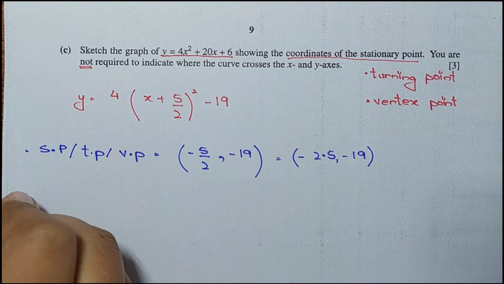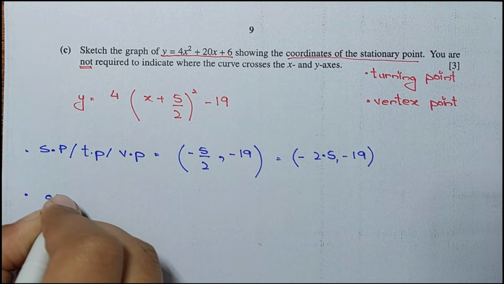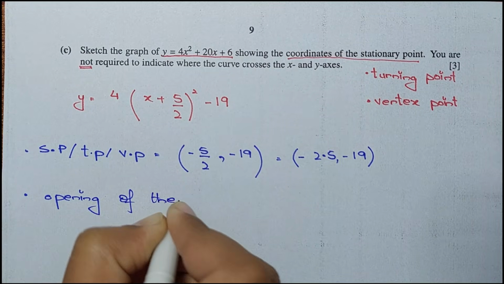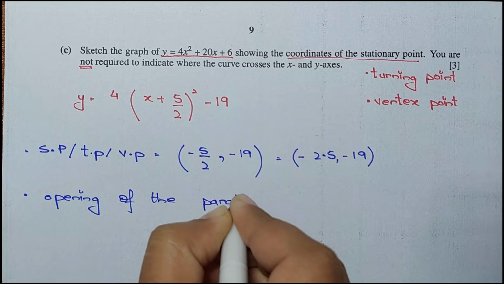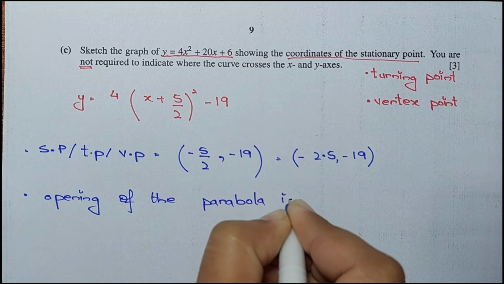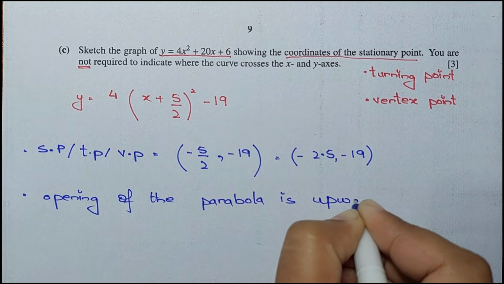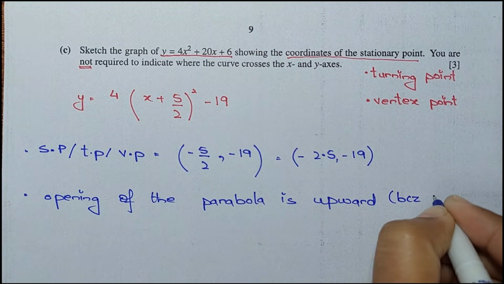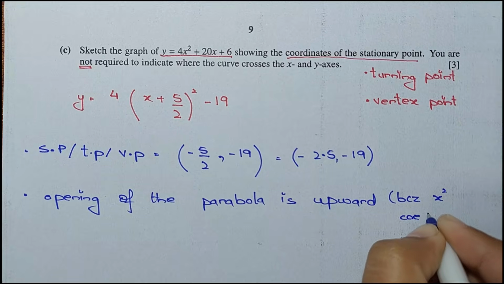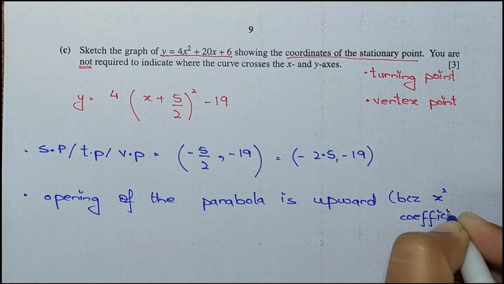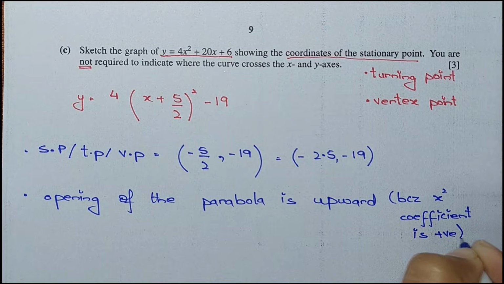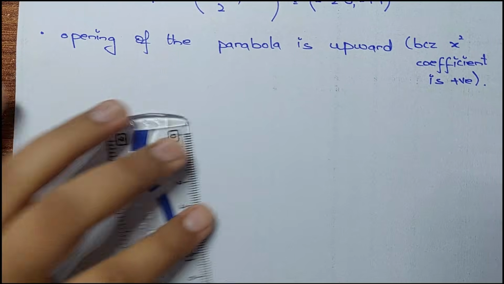And the second point we can say is the opening of the parabola is upward. Why is the opening upward? Because the x² coefficient is positive. All right. Now let me sketch this graph.